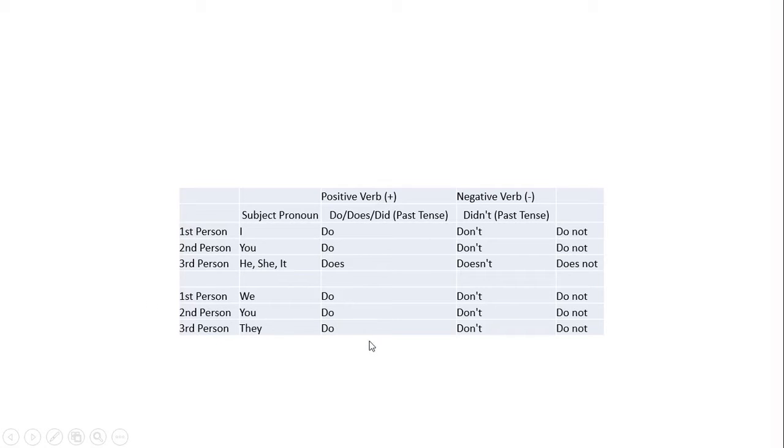In the third column, we are also going to learn about the use of do, does, and did in a sentence, and how we are going to use them to transform a simple sentence into a question. Do and does are positive verbs, while don't and doesn't are negative verbs. Don't is short for do not, and doesn't is short for does not.